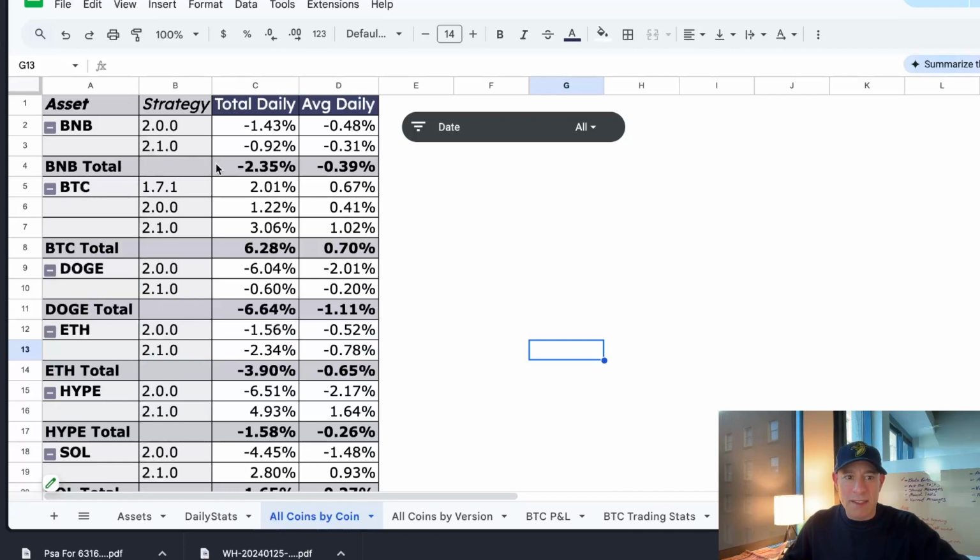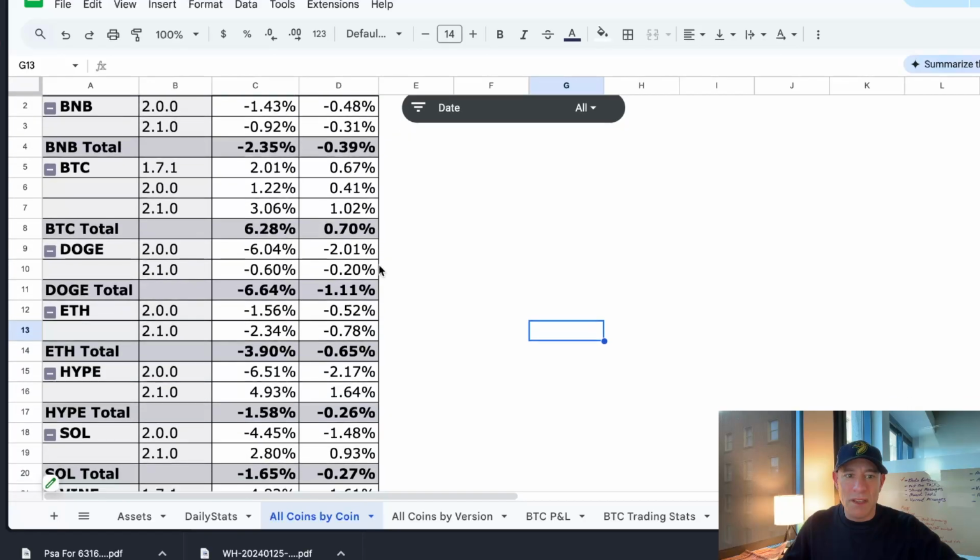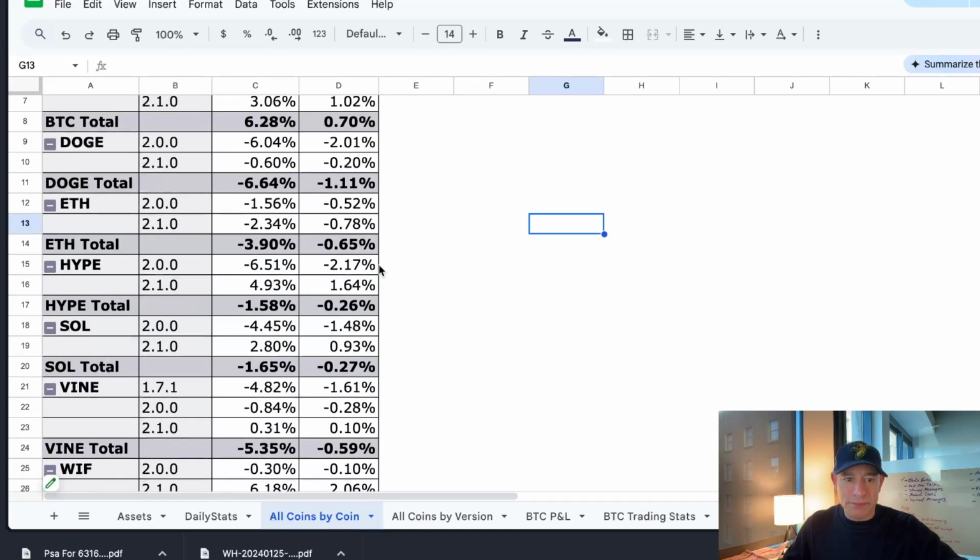So basically, I have broken this spreadsheet out in 2 different ways. By each asset, comparing the different version numbers and what they're seeing. So we can get a side-by-side comparison of what Bitcoin is seeing, for example, between the 1.71, the 2.0, and the 2.1 version. So this was the total daily return summed up across all of the days, and a caveat here is I just implemented this spreadsheet like 3 days ago, so we don't have a huge sample size here. And then the average daily return of each one of these versions of the strategy.